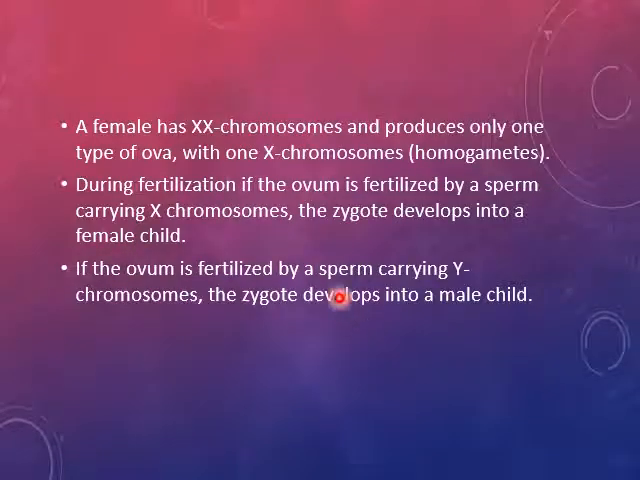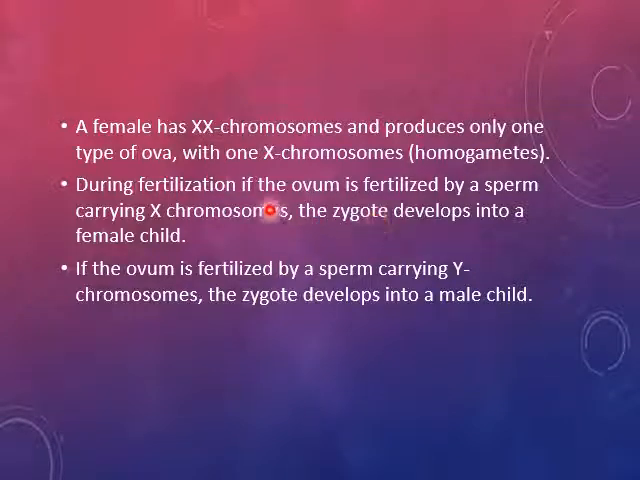A female has XX chromosomes and they produce only one type of ova with one X chromosome. So they are known as homogametic because they have only one type of chromosome, that is XX. They will produce only one type of ova, with the X chromosome only, and they are known as homogametic, whereas the male is known as heterogametic.